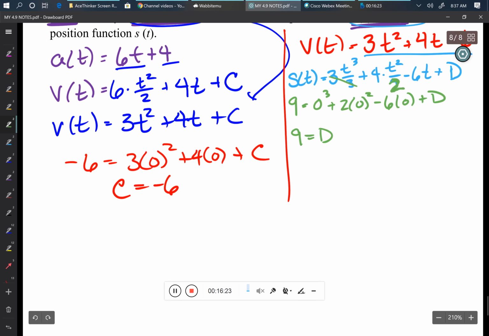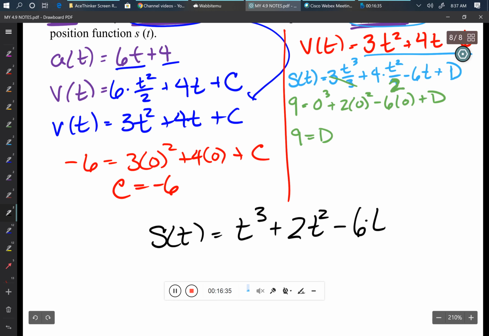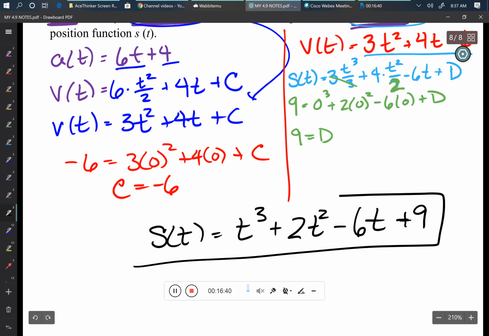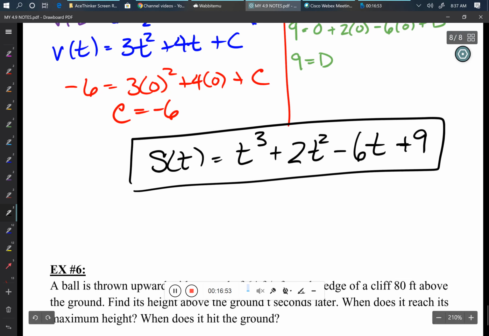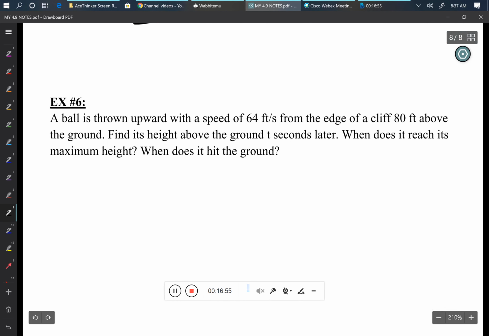And what do we have here? We have that the position function s of t is equal to t cubed plus 2t squared minus 6t plus 9. So essentially we have solved a second order differential equation problem, but we didn't call it that because we were talking about solving a rectilinear motion problem. Rectilinear motion. Okay. Last problem.